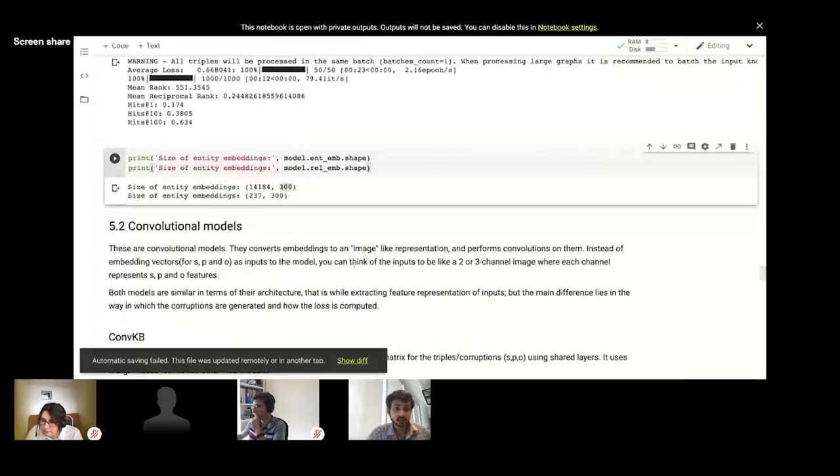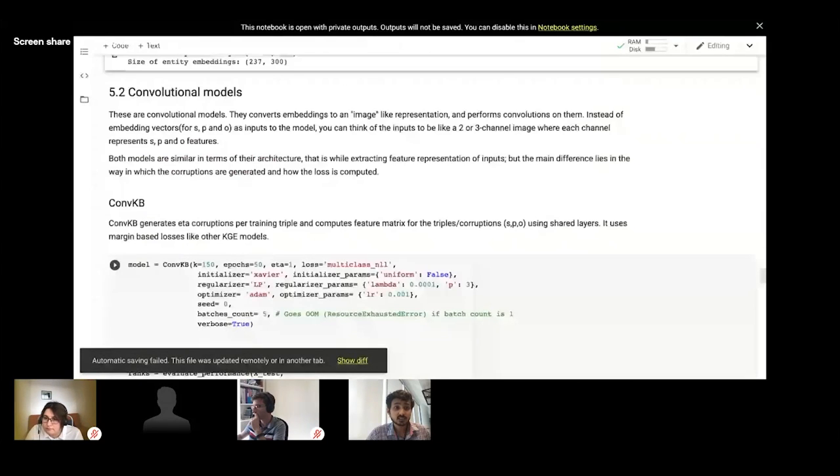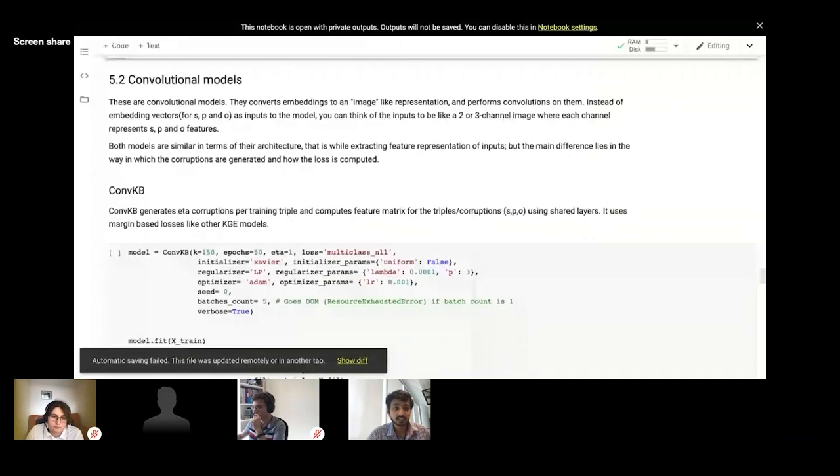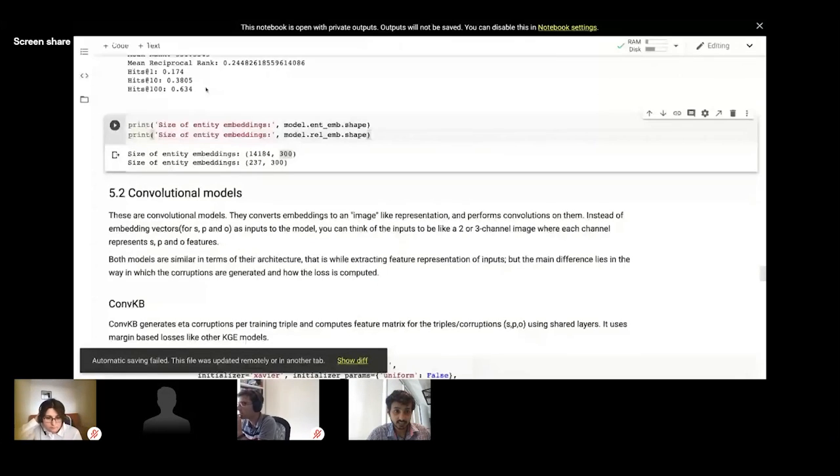Right? So in the next section, let's look at convolutional models. You have two types, ConvKB and ConvE. The difference between the three models that we saw earlier, TransE, DistMult, and ComplEx, and convolutional models is the way in which they look at the inputs.